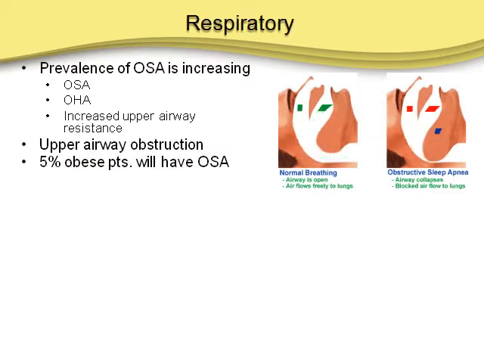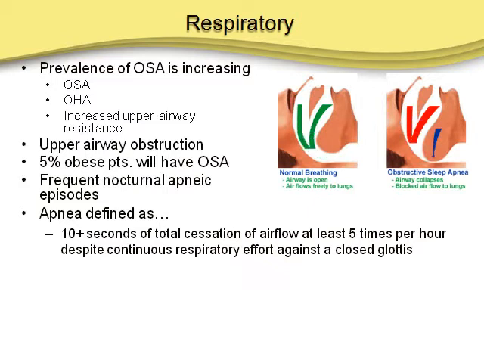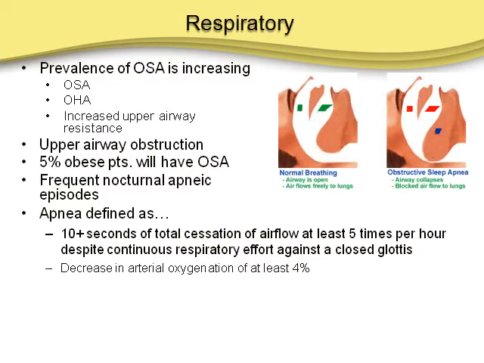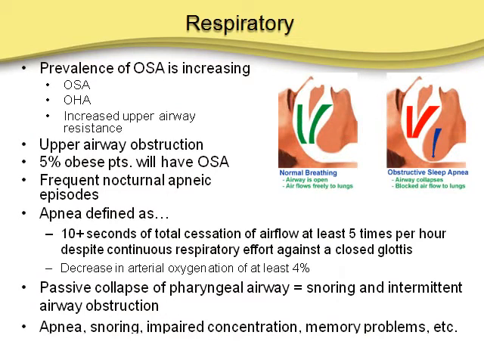OSA is characterized by frequent nocturnal apneic episodes. Apnea is defined as 10 seconds or more of total cessation of airflow, greater or equal to 5 times per hour of sleep, despite continuous respiratory effort against a closed glottis, in combination with a decrease in arterial oxygenation of greater than 4%. The disease is caused by passive collapse of the pharyngeal airway during deeper planes of sleep, resulting in snoring and intermittent airway obstruction. There are frequent episodes of apnea or hypopnea, snoring, and daytime symptoms including sleepiness, impaired concentration, memory problems, and morning headaches.